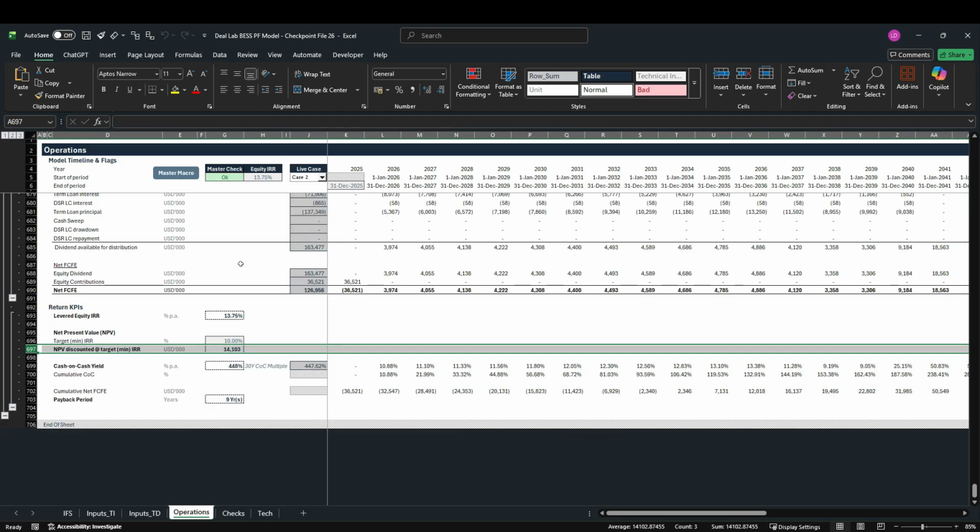And now that we have IRR, NPV, cash on cash, and payback period, we have actually completed our full operations sheet, which means that in the upcoming lessons, we can finally run through all 21 scenarios and see how these KPIs behave across different revenue stacks, risk cases, and structuring assumptions.